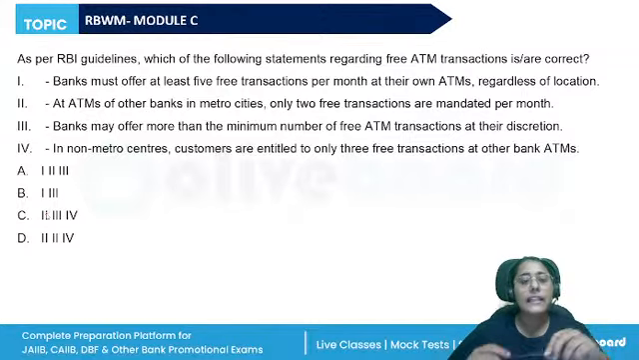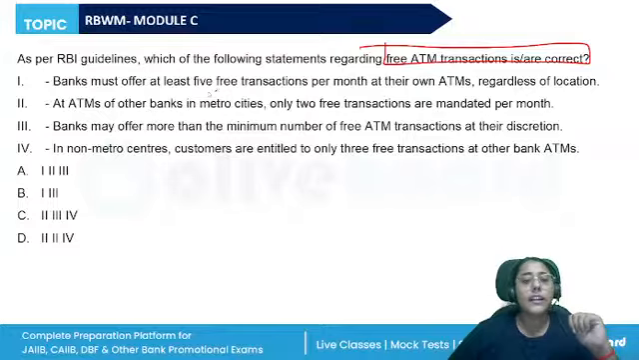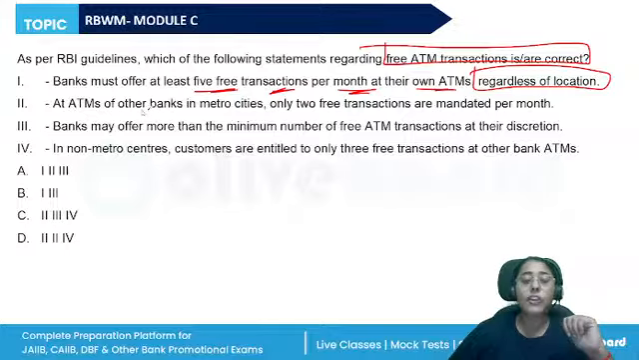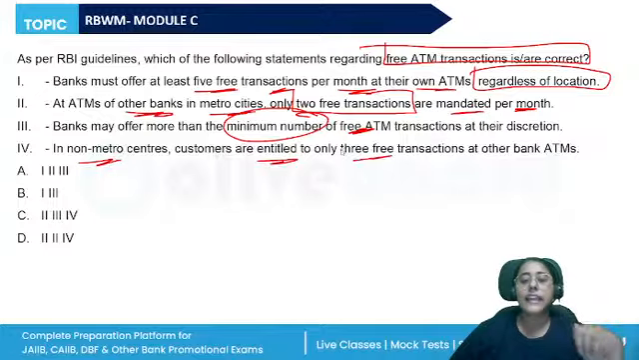As per RBI guidelines, which of the following statements regarding the free ATM transactions is or are correct? Banks must offer at least 5 free transactions per month at their own ATMs, regardless of the location. At ATMs of other banks in metro cities, only 2 free transactions are mandated per month. Banks may also offer more than the minimum number of free transactions. In the non-metro centers, customers are entitled to only 3 free transactions.